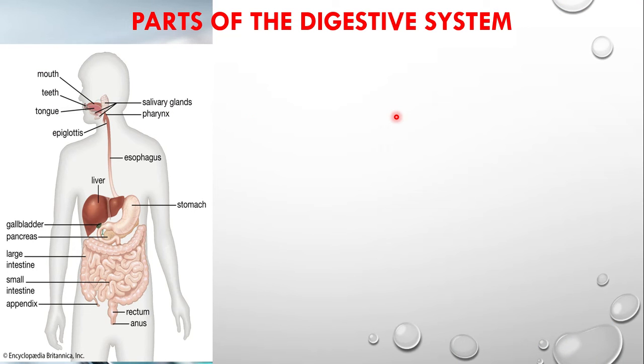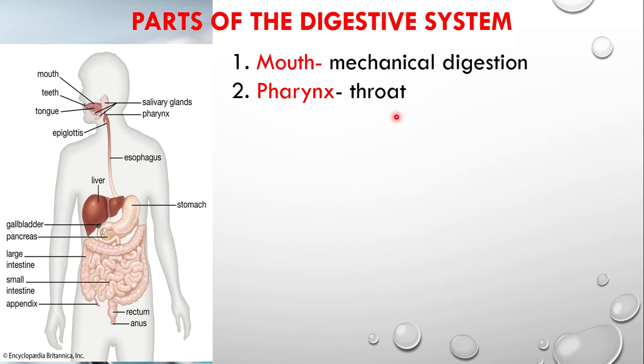Okay, so let's talk about the parts of the digestive system. The mouth, here the mechanical digestion happens. We have the pharynx or the throat, okay? The esophagus, here the peristalsis happens, or the wave-like contraction of muscle to push the food we ate down to the stomach.